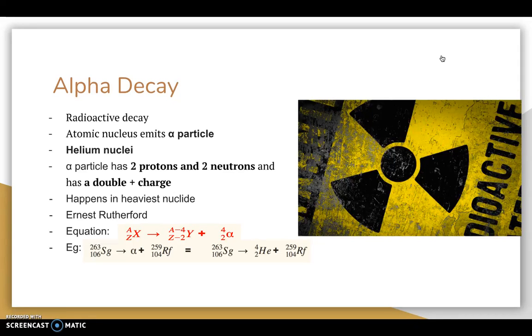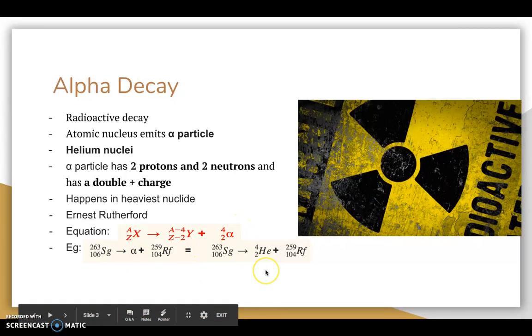Alpha decay is a radioactive decay in which an atomic nucleus emits an alpha particle, and an alpha particle consists of helium nuclei, which has 2 protons and 2 neutrons, and has a double positive charge. Alpha decay happens in the heaviest nuclides. It was first investigated by Ernest Rutherford, and here's the equation. So basically you can see the atomic number reduced by 2 and the mass number reduced by 4, and it emits a helium nuclide. Here's an example for alpha decay.